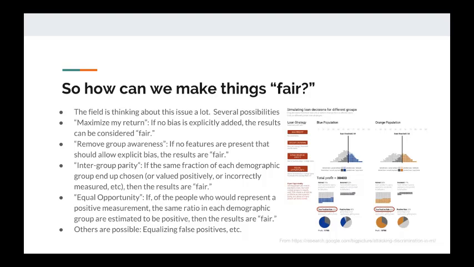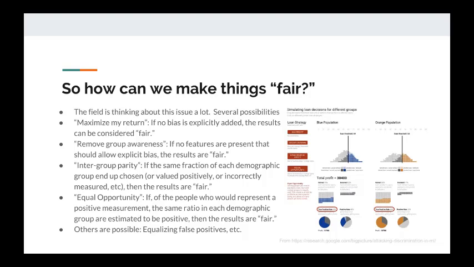The Google blog suggests another one, which is equal opportunity, which is basically that of all the people who would represent a positive measurement, the same ratio are estimated to be positive. So you're basically equalizing the true positive rate. I say if you would really pay that loan back, you have the same chance of getting the loan regardless of what group you're in. That's another way to look at it.